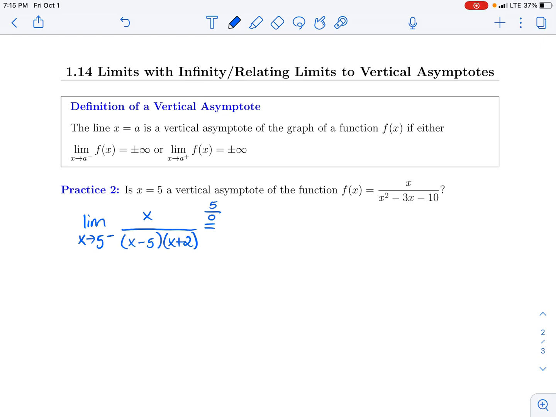So what we need to do is what we were doing in the previous video, right? We need to figure out, is it going to be positive infinity or negative infinity? And we need to pick a value that's really close to 5, but to the left of 5 on the number line. So 4.9 will be a number that's really close to 5, but to the left of 5 on the number line. So here, I'm going to do some side work, and I'm going to plug in 4.9 into the function.